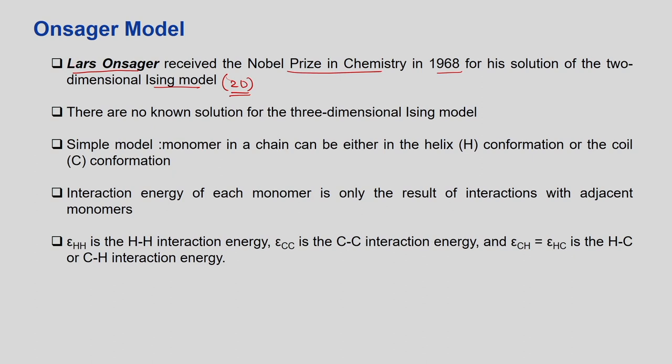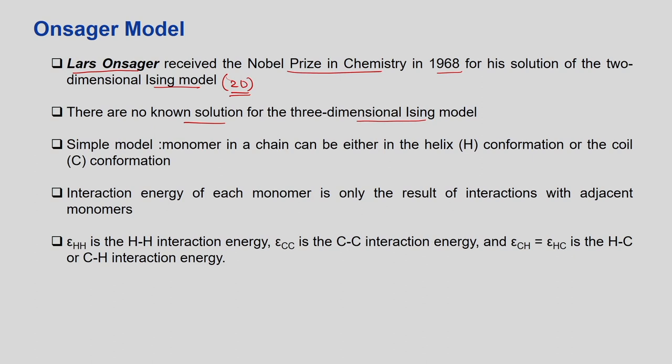So Lars Onsager, you know the Onsager model. You can go through the literature, and the derivation is there for the 2D model, and till date there is no solution for the 3D model. So there is no solution for the three-dimensional Ising model. Why are we learning this model? Because it has some applications, especially, again I am coming back to polymer chains.